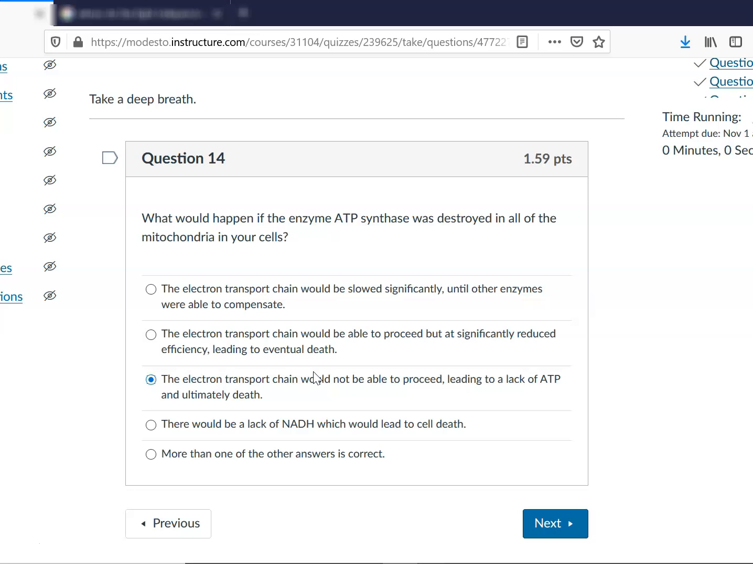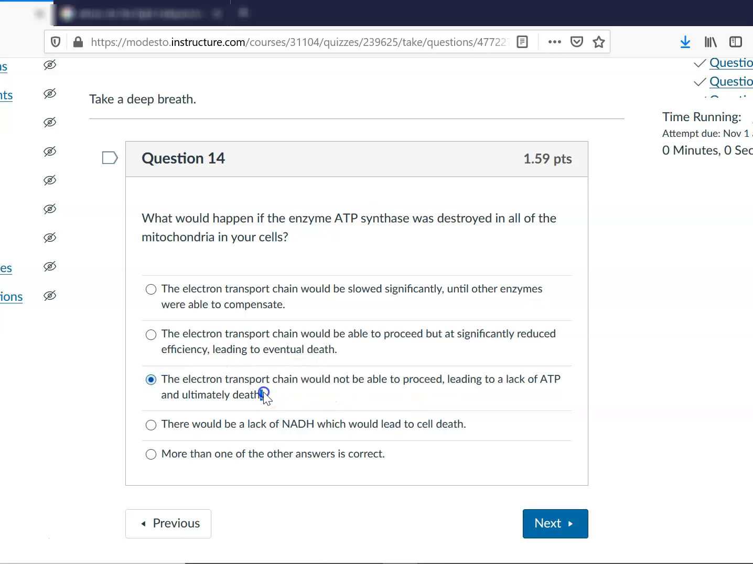That's my answer so far. There would be a lack of NADH, which would lead to cell death. No. NADH are dropping off their electrons at the electron transport chain, so no. This is the answer. The electron transport chain would not be able to proceed.